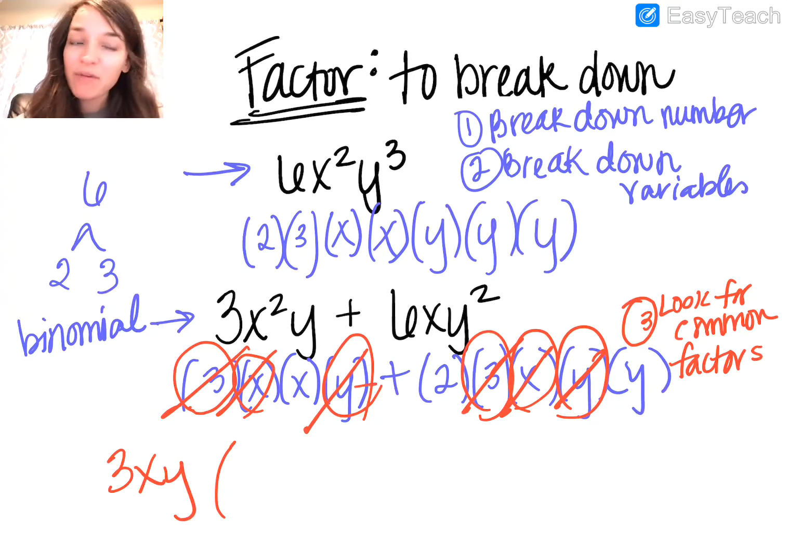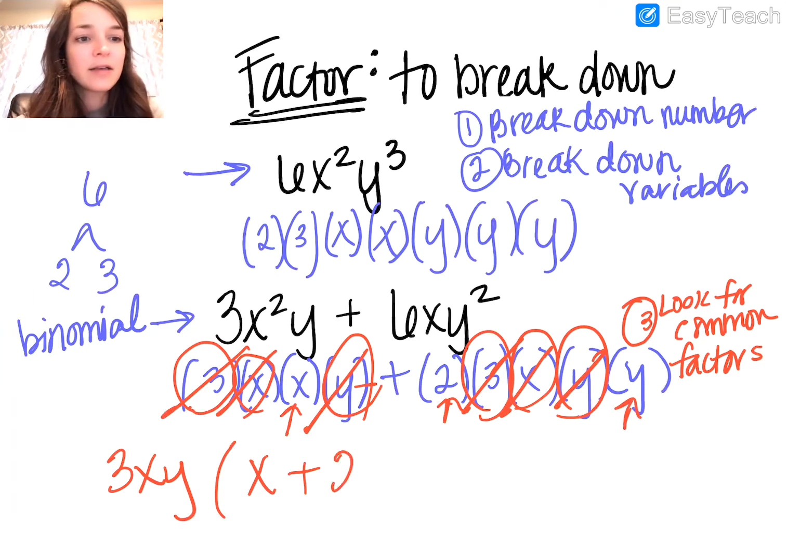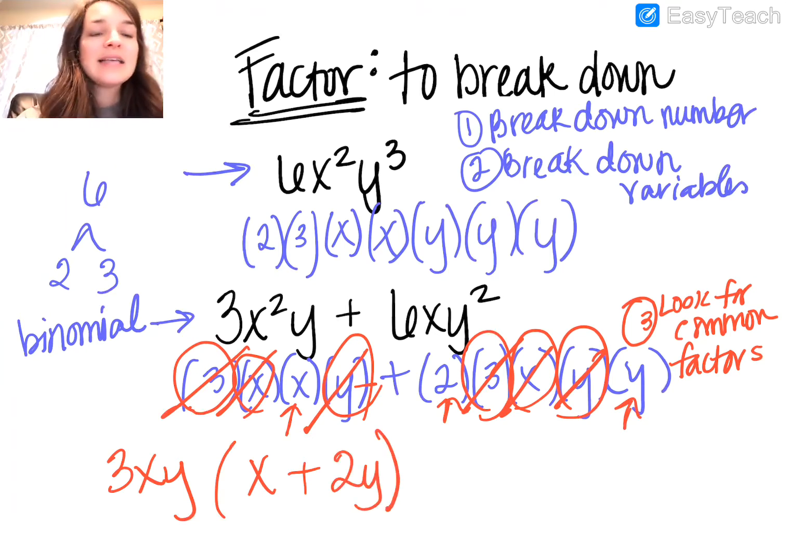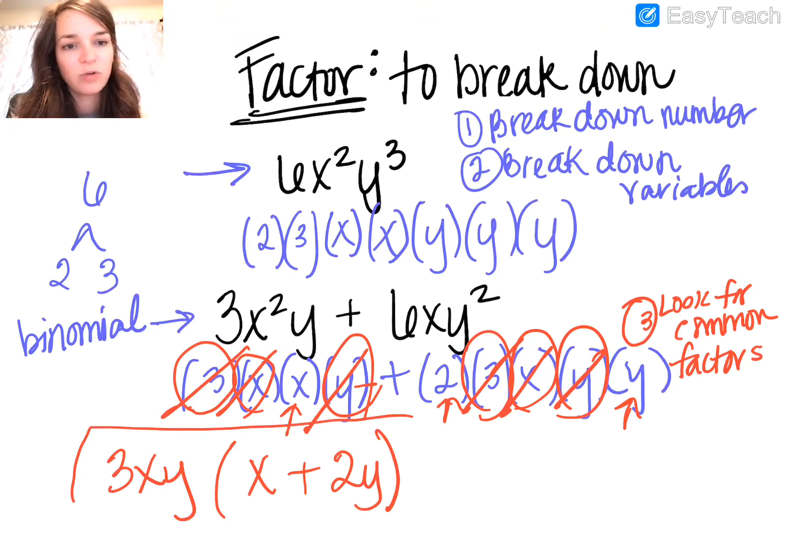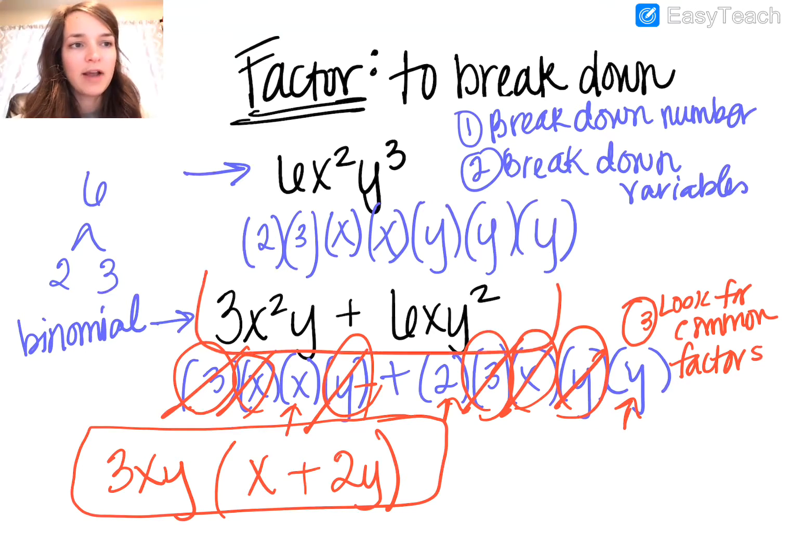So once I remove that from this first term, all that's left is just an x, this one right here, right? When I remove those values from the second term, all that's left is a 2y. So that 2y stays inside the parentheses, showing me what's left, okay? So this would be the fully factored form of the original binomial that they gave us.